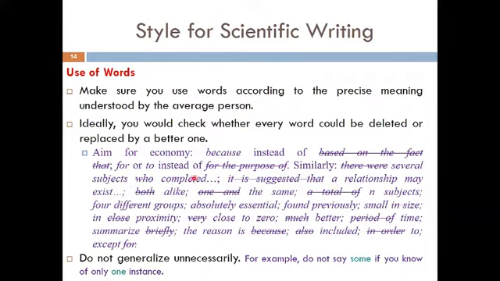For example, you can see I've cancelled some here. You can use because instead of based on the fact that. You can just use because; based on the fact would mean a longer sentence. For or to instead of for the purpose of. Then you can have small. Instead of saying small in size, you can just say small because definitely small refers to size. Instead of saying in close proximity, you can just say in proximity. Or instead of saying very close to 0, you can just say close to 0.